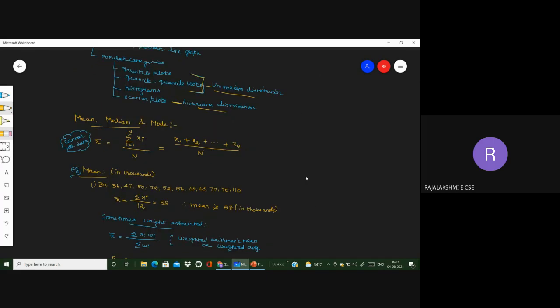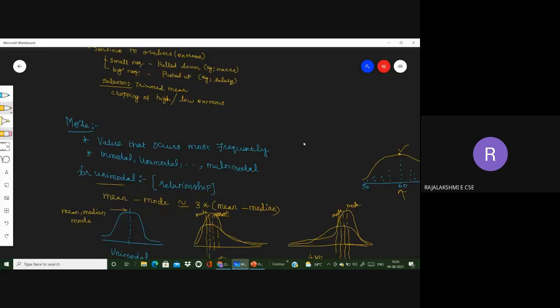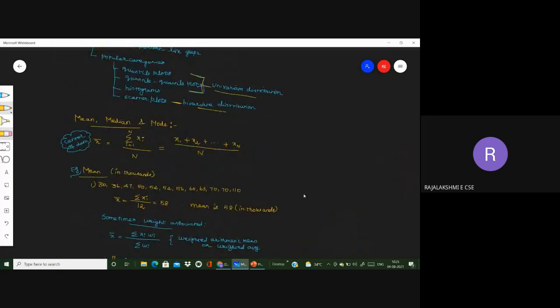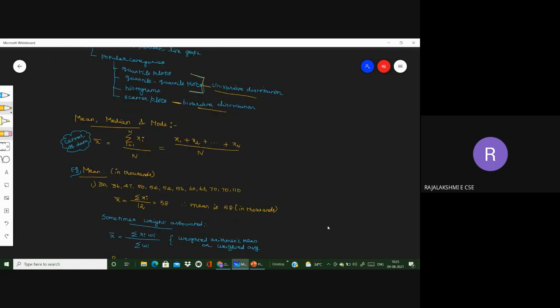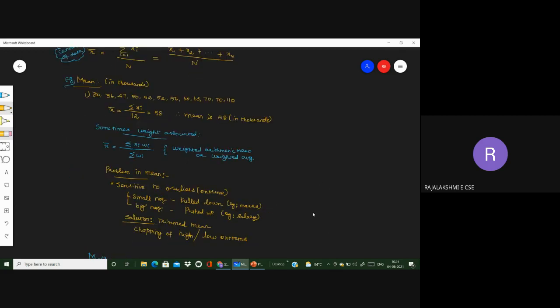So we saw the mean, median, mid-range, and so on. Mean, as you know, is nothing but the average. But we also saw a special case where a weight is associated with a particular data value, and then the formula is different. X bar is equal to the summation of xi into wi divided by the total sum of the weights. That is the weight associated with a particular data value.